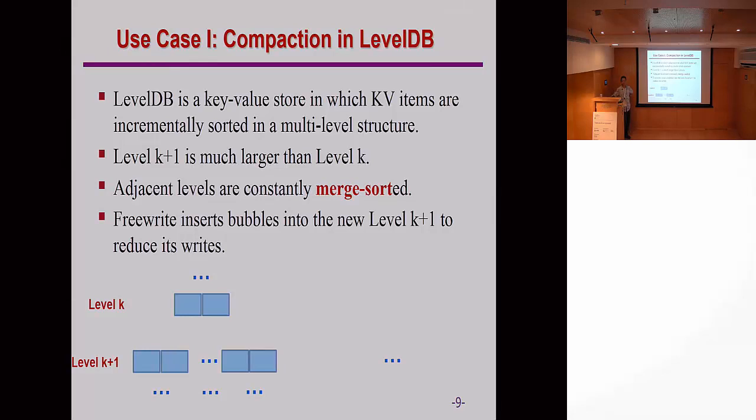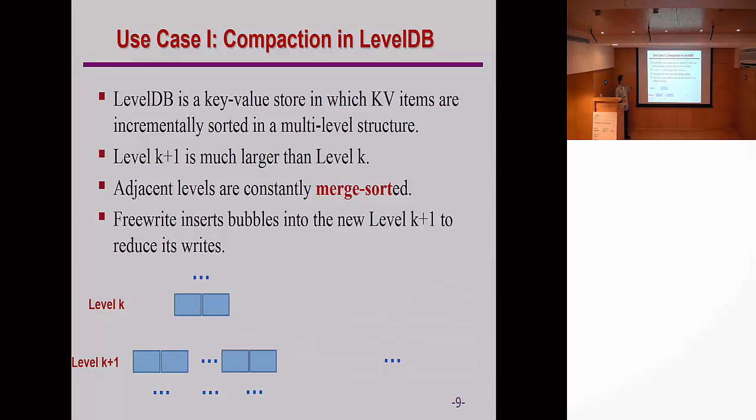The case study we implemented is in two key value store applications. One of them is LevelDB. LevelDB is a key value store in which key value items are incrementally sorted in a multi-level tree structure. Basically, we call it compaction, which is very expensive. And there are multiple levels.